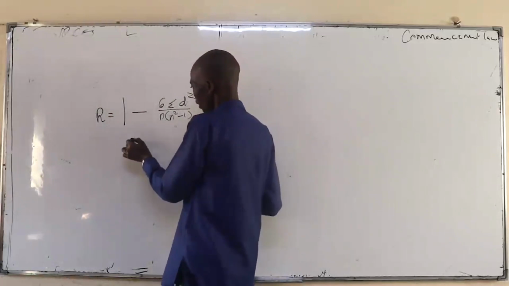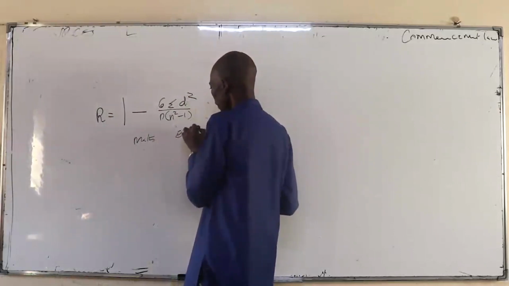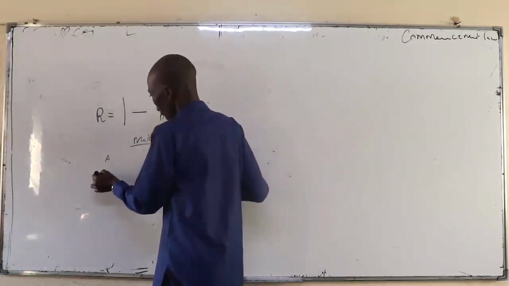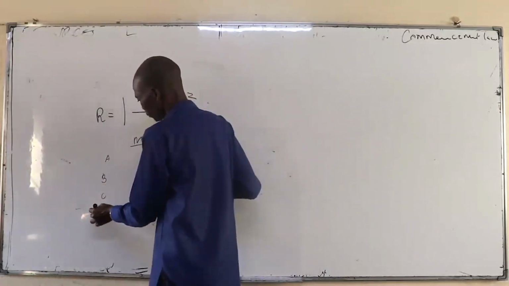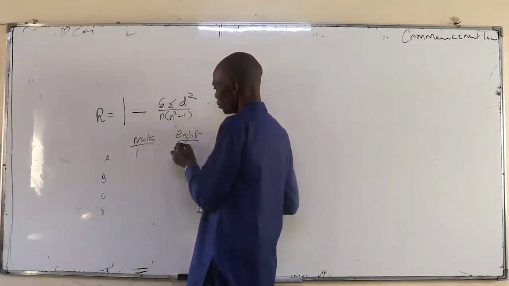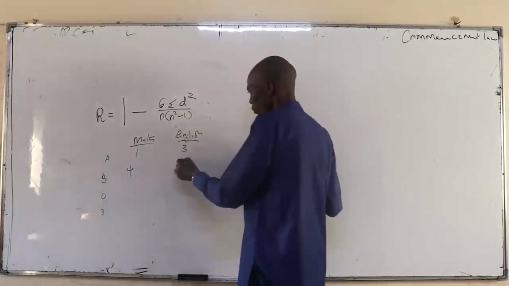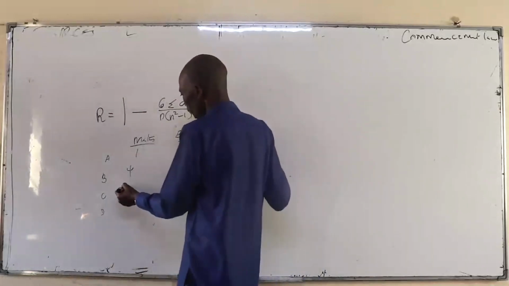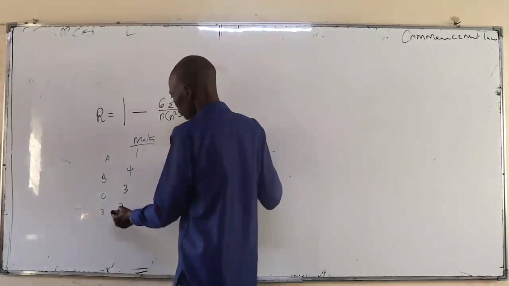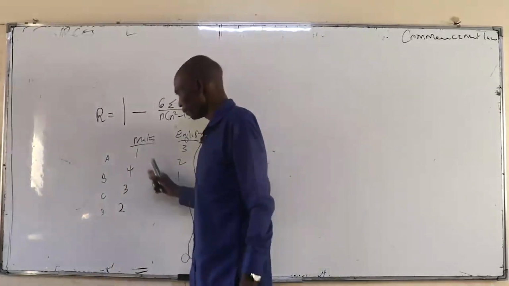Suppose we have two subjects, maths and English, and suppose we have only 4 students in this class: A, B, C, and D. Suppose A was number 1 in maths, but in English it was number 3. B was number 4 in maths, but in English it was number 2. C was number 3 in maths, and it was number 1 in English. D was number 2 in maths, and 4 is remaining in English. So these are the rankings.